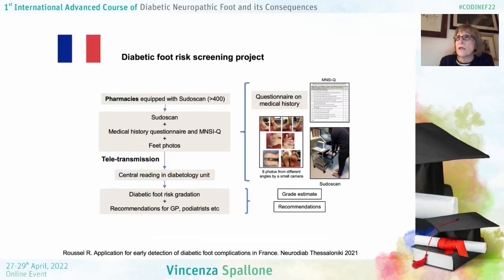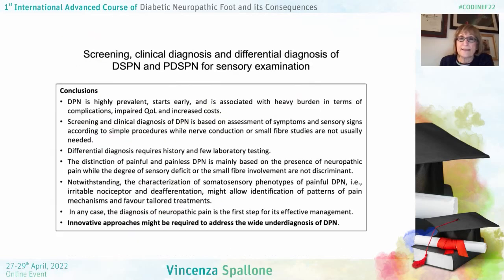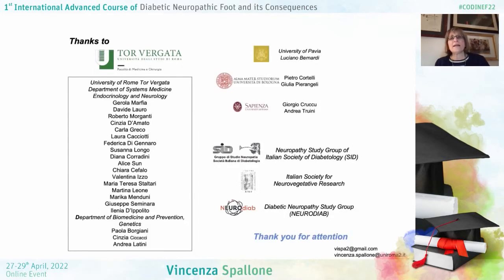And another initiative in France, in pharmacies, where pseudoscan was combined with medical history questionnaire and MNSI questionnaire, plus photos of feet, transmitted to a central diabetology unit, with a result in graduation of risk, and also recommendation for GPs, podiatrists, etc. So I'd like to conclude saying that innovative approaches might be required to address the wide underdiagnosis of diabetic polyneuropathy, and I thank my co-workers and colleagues, and thank you for your attention.